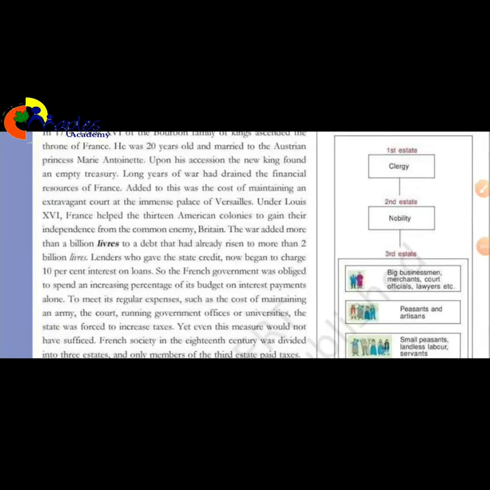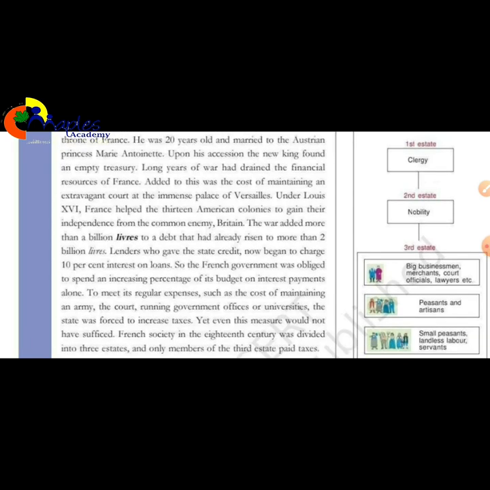So to meet the regular expenses, such as the cost of maintaining the army, the courts, and the universities, Louis XVI thought they could increase the taxes. If they were able to increase the taxes, they would be able to meet the expenses. So it was a problem. So he thought to increase the taxes, but increasing taxes was not so easy.